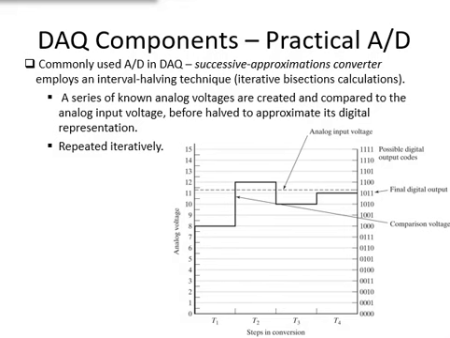DAQ component: practical AD. The most common type of AD converter used in computerized data acquisition systems is the successive approximation converter, which employs an interval halving technique. In this device, a series of known analog voltages are created and compared to the analog input voltage. In the first trial, a voltage interval of 1/2 the input span is compared with the input voltage.